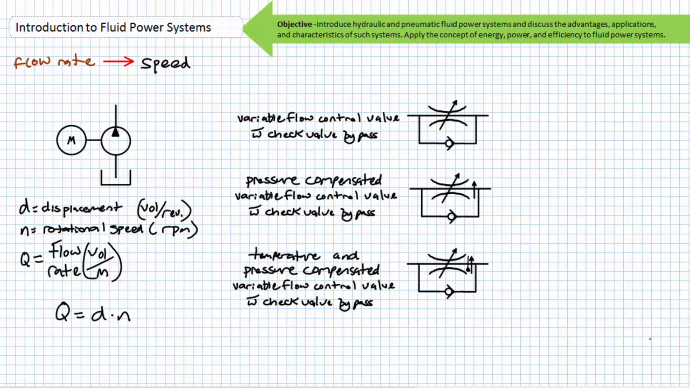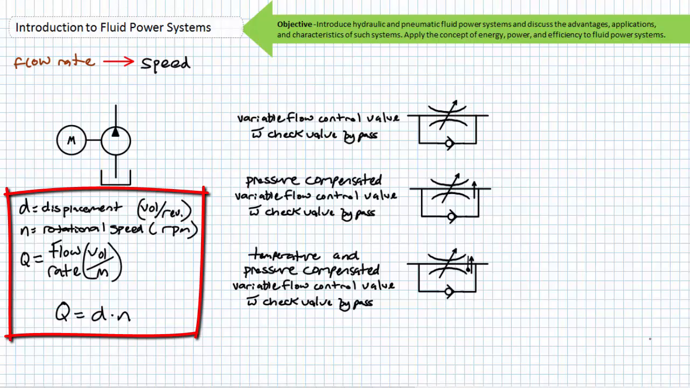Flow rate, the property that influences the actuation speed of a fluid power actuator, is governed largely by the pump and prime mover combination. If a pump has a certain volumetric displacement per revolution, the prime mover can vary rotational speed up or down to change flow rate.